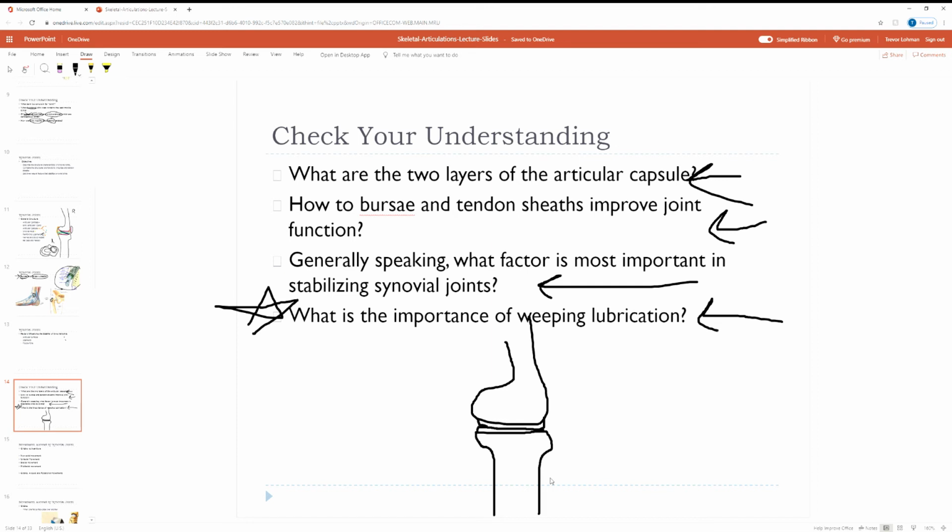Compression alone is not that bad, but compression plus shear is a good way to rip cartilage. These big weight-bearing joints, when they're not under pressure, actually absorb a little synovial fluid. When you put them under compression, a little synovial fluid leaks out. So now they're under compression and shearing, but there's some lubrication between the two joint surfaces, which reduces friction, reduces heat, and reduces damage. So that's the importance of weeping lubrication: reduce friction, reduce heat, reduce damage in weight-bearing joints.